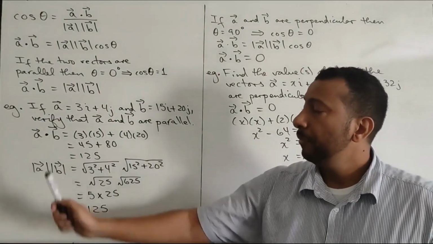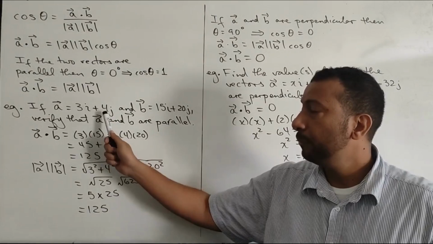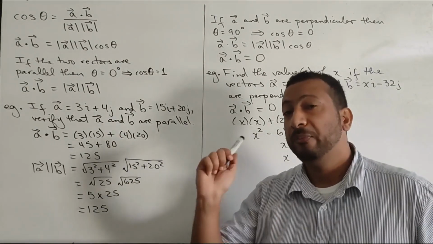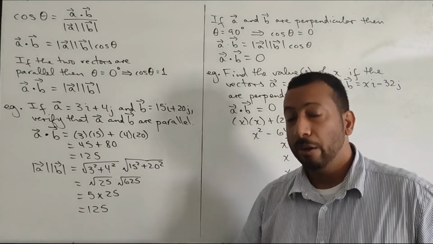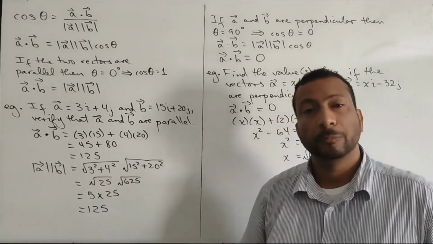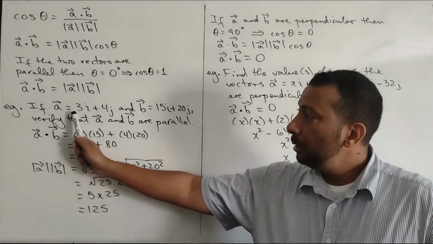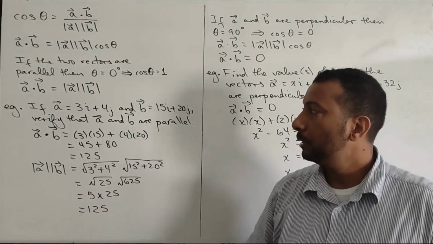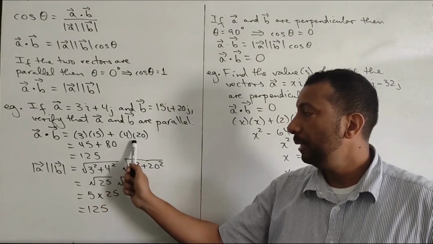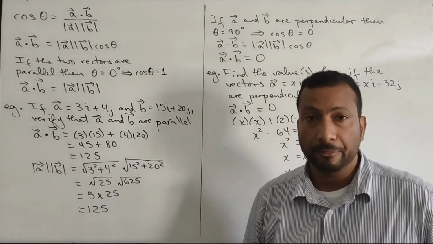Let's say we're given that the vector A is 3i plus 4j and the vector B is 15i plus 20j. We are to verify that those two vectors are indeed parallel. So let's find the dot product. 3 times 15 plus 4 times 20, that is 45 plus 80, which gives us 125.